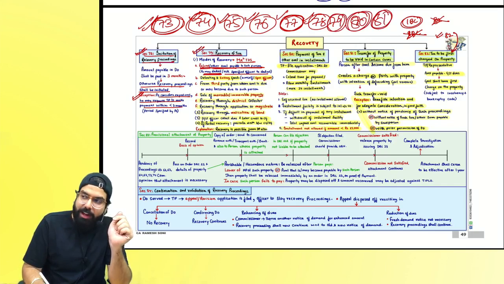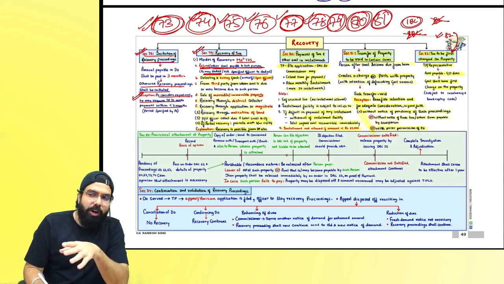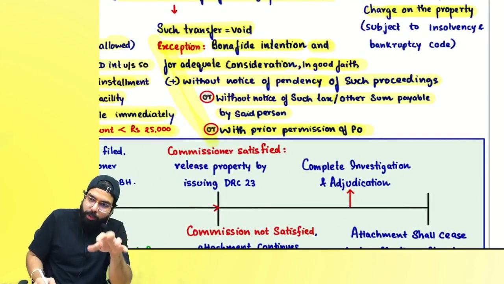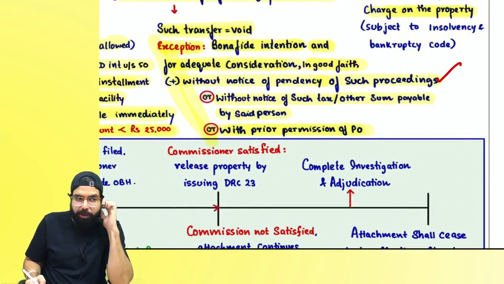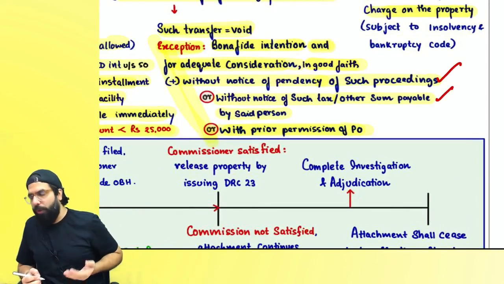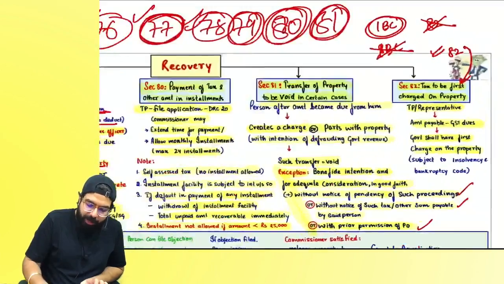Section 81: transfer of property shall be void, but not void if done with bona fide intention, adequate consideration, in good faith, plus any one of them. Right, everyone? Without notice of pendency of such proceeding, or without notice of such amount being due from such person, or with the prior permission of the proper officer.